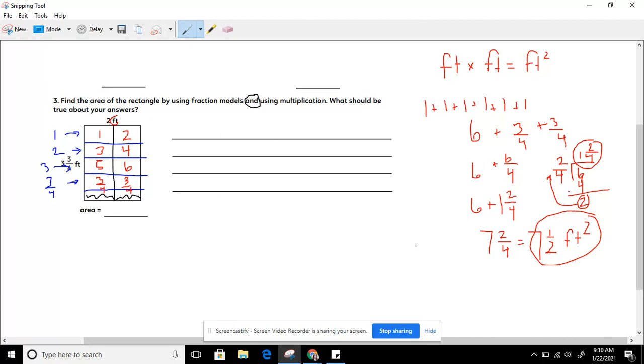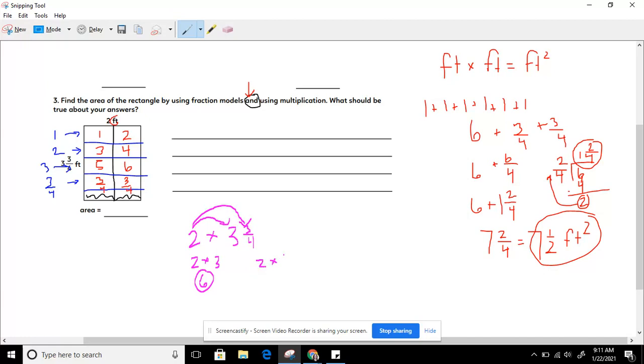Okay, but if we're looking at that, we also need to solve it using multiplication. So here we did it using the area model. Now let's do it using the multiplication strategy. So we're doing 2 times 3 3/4. Last week we covered how to multiply a whole number by a mixed number. First step is to multiply our whole numbers. 2 times 3, you get 6.